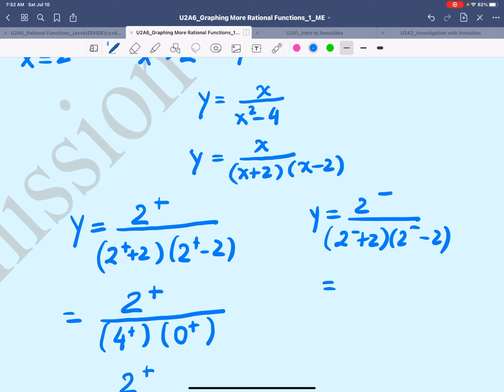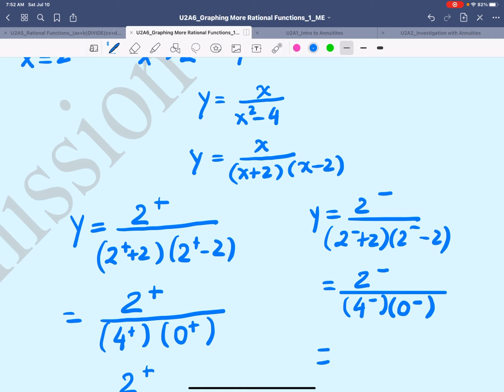Now 2 minus means that we have a number slightly smaller than 2. So it's still a positive number. I'm going to leave it as 2 minus for now. Remember that 2 minus plus 2 will be like 1.999 plus 2, so that's like 3.999 or slightly less than 4. Still a positive number. Now the next number here is 2 minus minus 2, which means it's 1.9999 minus 2. So the difference will be negative 0.